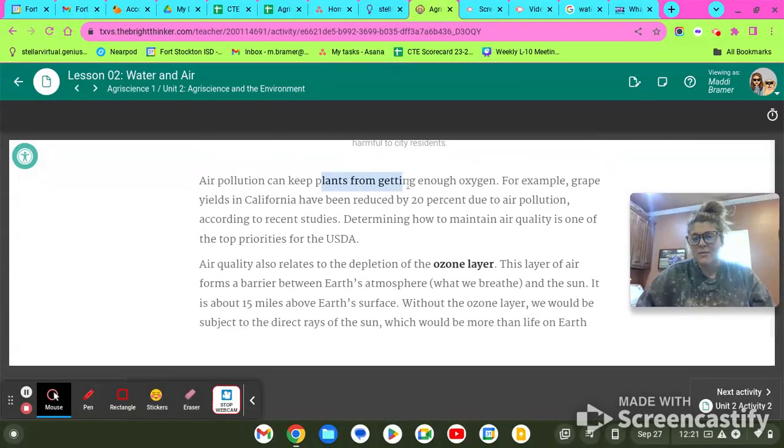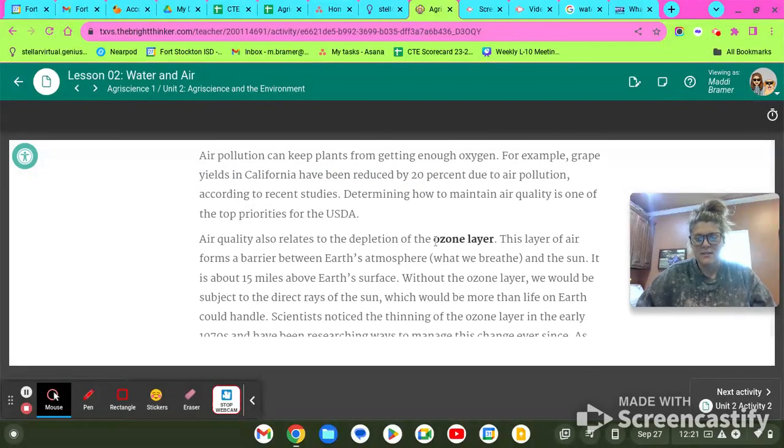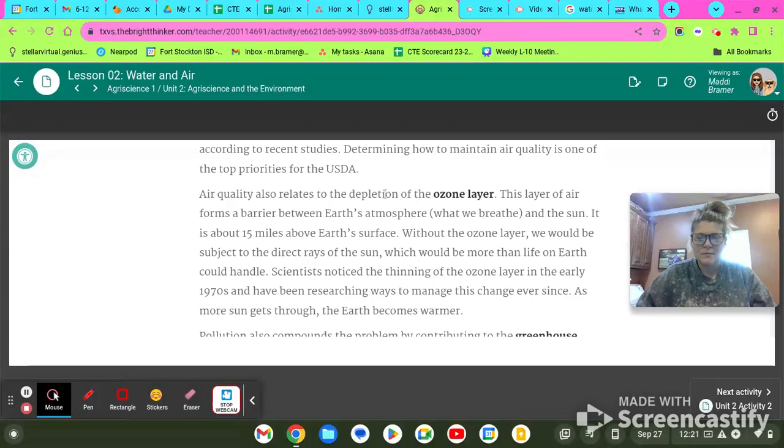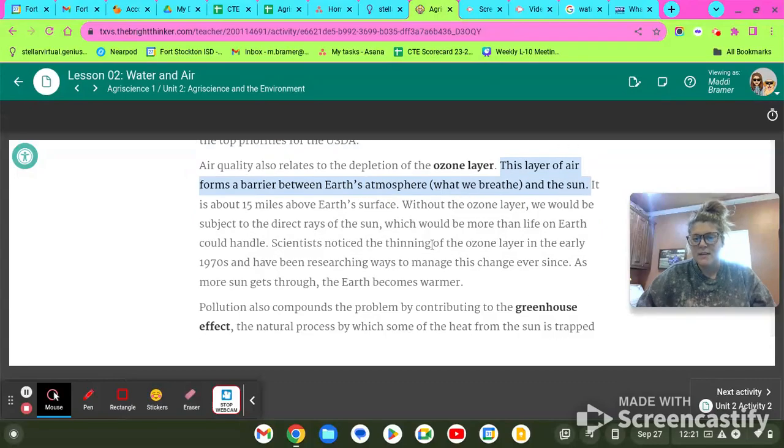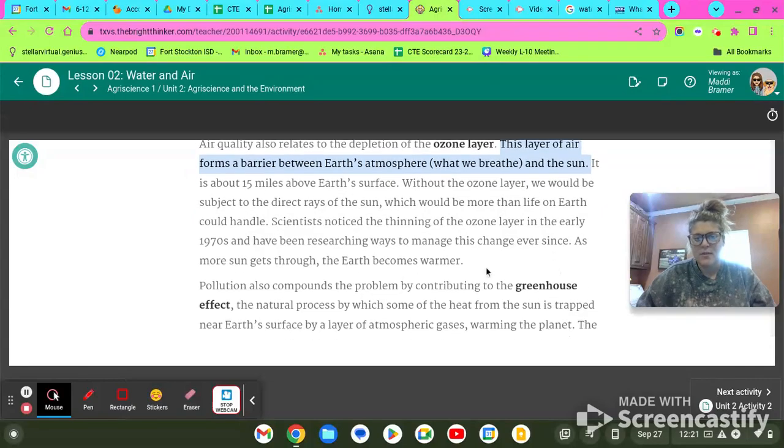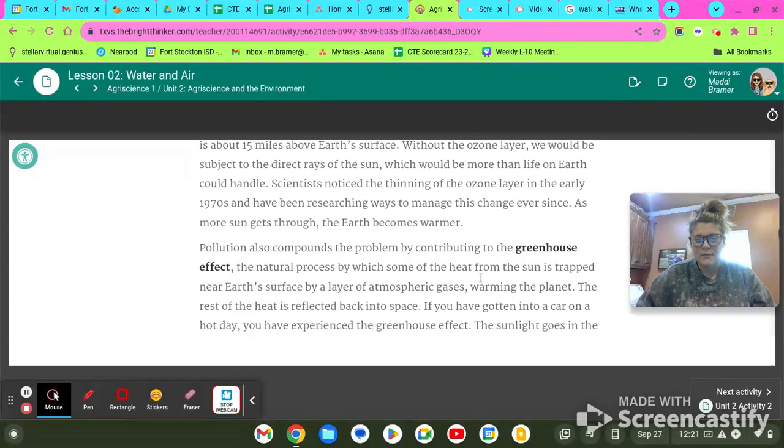So air pollution can keep plants from getting enough oxygen. It says grape yields in California have reduced by 20% due to pollution. That's crazy. So we've got to maintain our air quality. Air quality relates to the depletion of the ozone layer. Make sure you know ozone is a layer of air that forms a barrier between Earth's atmosphere, what we breathe, and the sun. It's about 15 miles above the Earth's surface. Without it, we would be directly in front of the rays of the sun and we would not live.